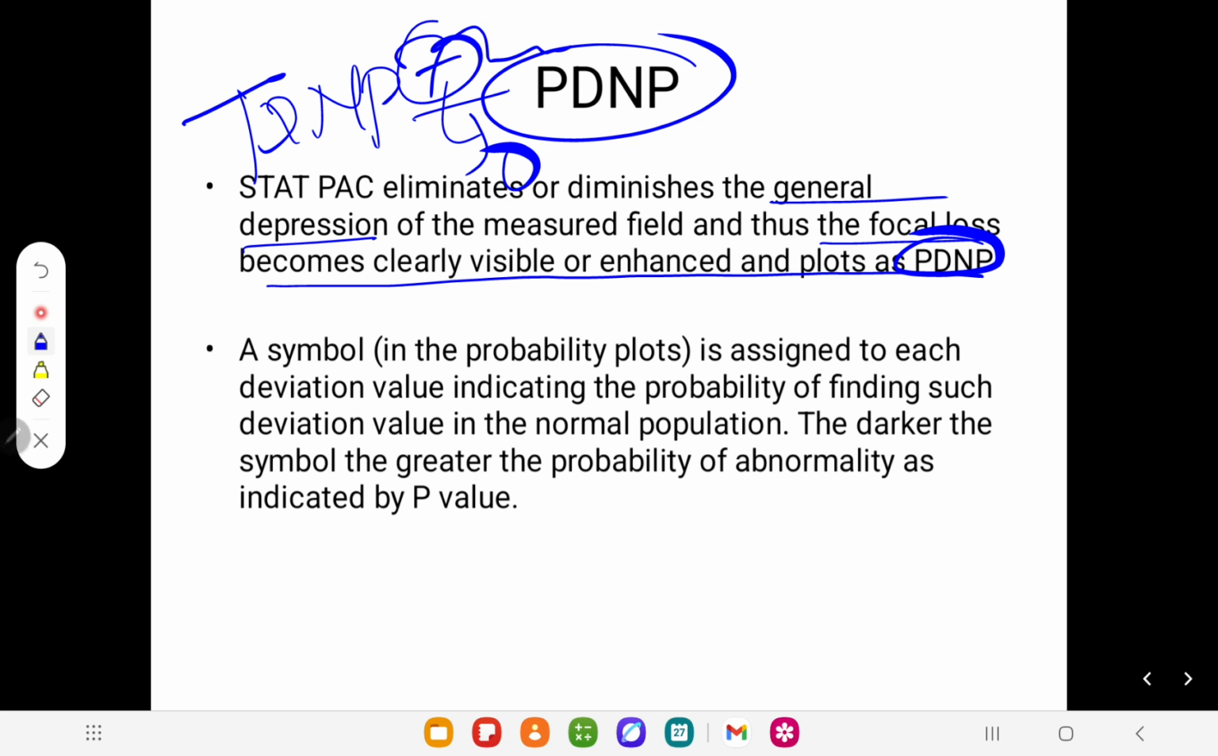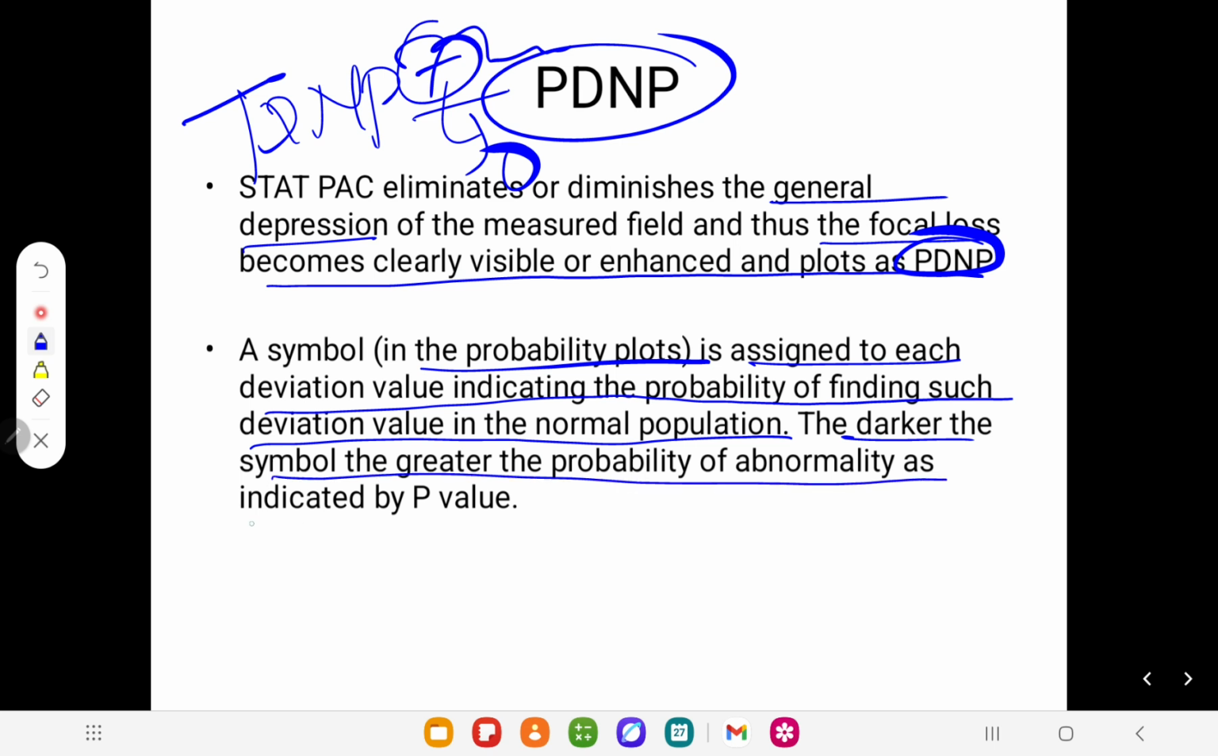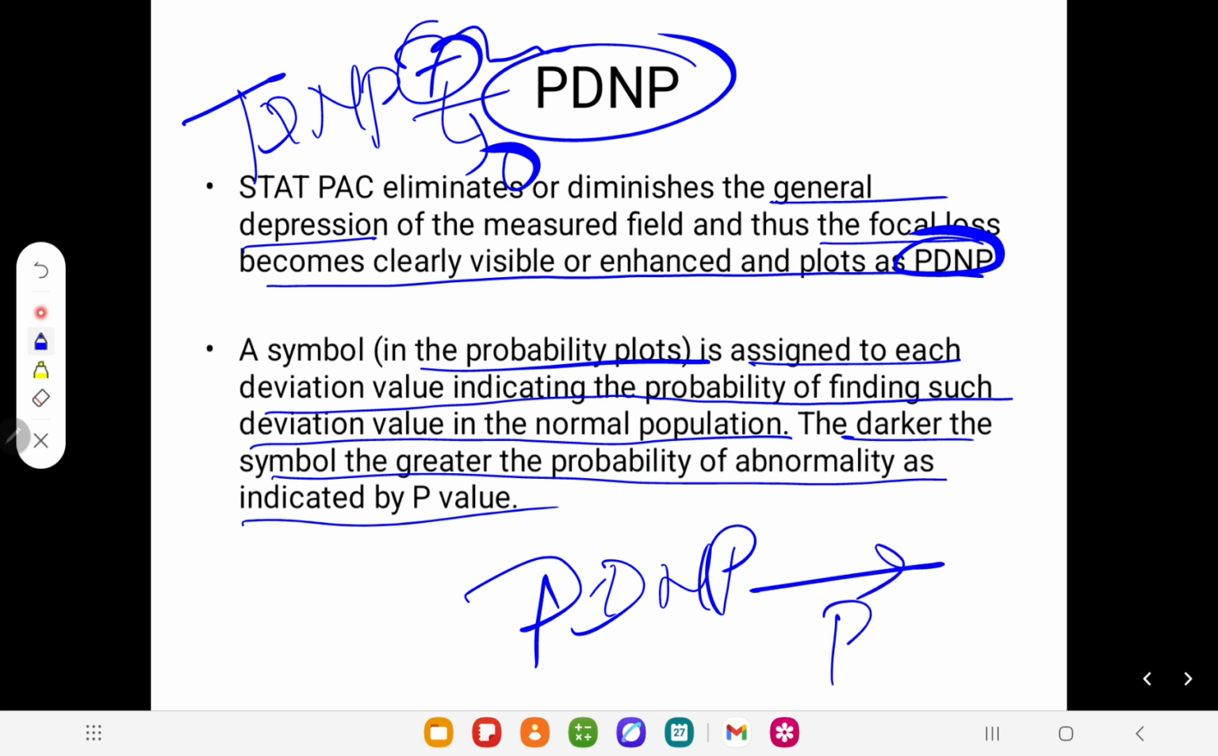The symbol in the probability plot assigned to each deviation indicates the probability of finding such a deviation in the normal population. The darker the symbol, the greater the probability of abnormality, isn't it? And then what we get? The pattern deviation numeric plot. We put it to the probability, that is the pattern deviation probability plot, isn't it? It's simple.